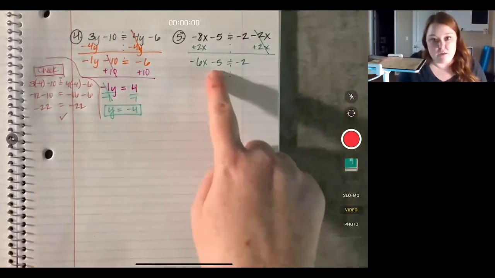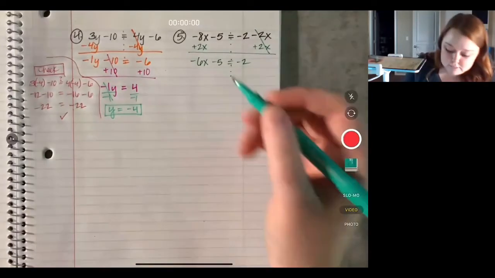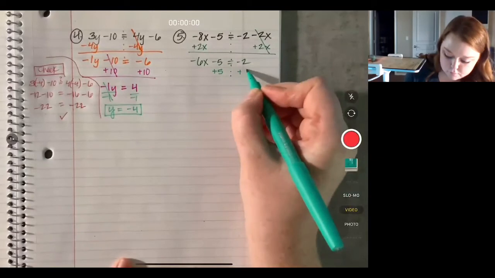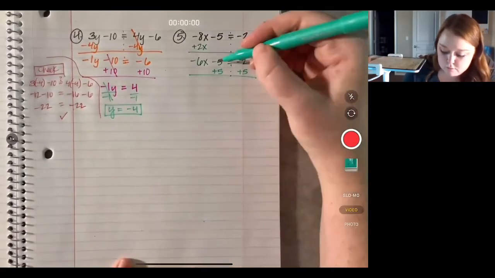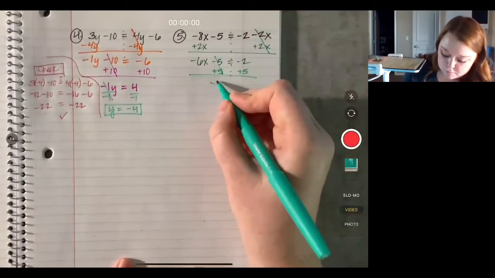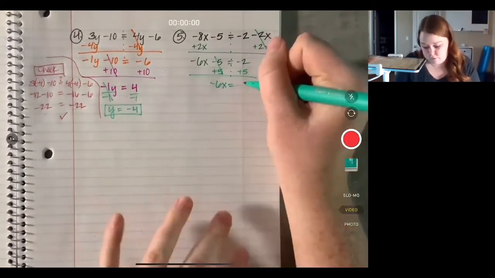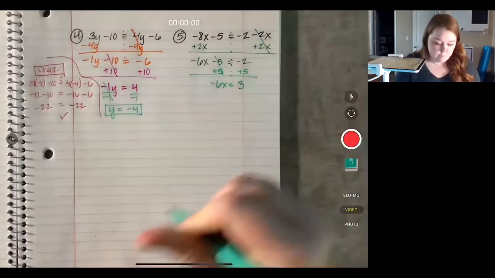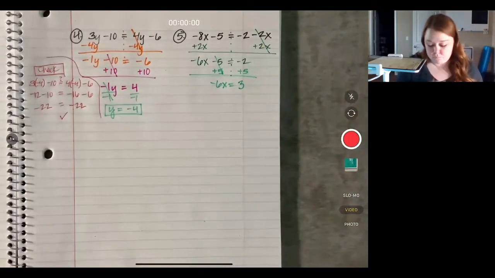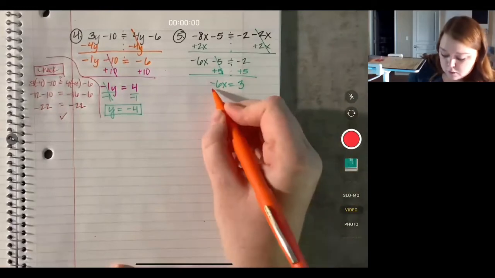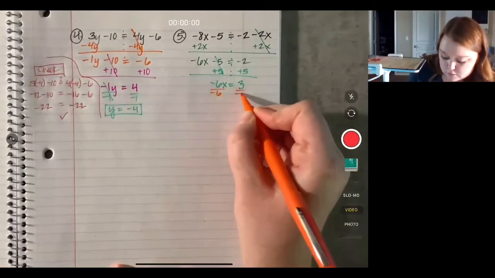Okay. Now I'm going to move my constant to the right-hand side. Since it's a negative 5, I'm going to add 5 on both sides. And I'm left with negative 6x equals something. Negative 2 plus 5 is positive 3. Since x is timesing by negative 6, we're going to divide by negative 6.